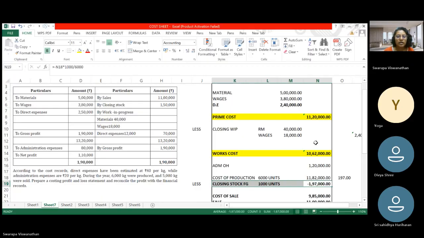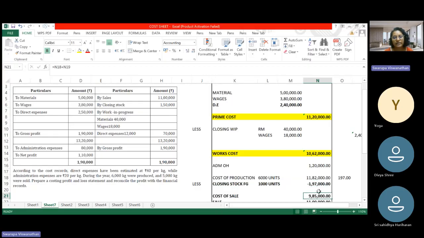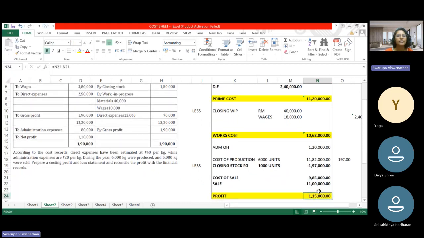Okay. So works cost, add admin overheads, cost of production, less your finished goods value, you will get cost of sale. Sale value is 11 lakh. So 9,85,000 minus 11 lakh. Profit as per costing P&L is 1,15,000, and profit as per financials is 1,10,000. So now we need to prepare a reconciliation statement. We will start with profit as per costing P&L.